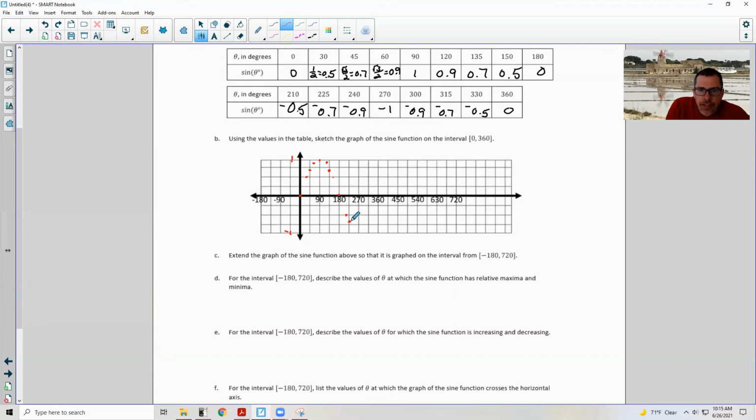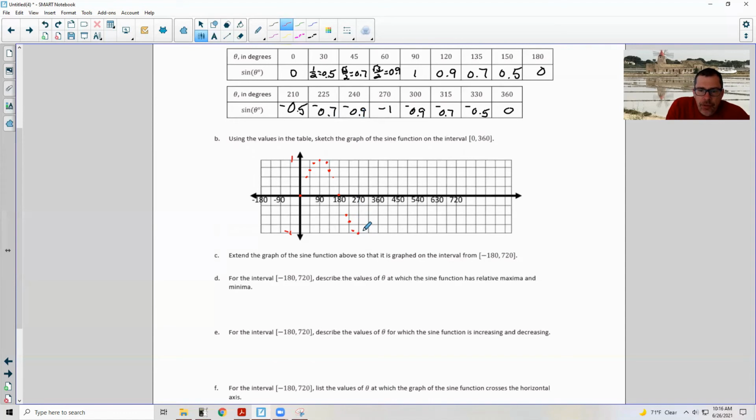Negative 0.9 is at 240. We went from 225 to 240. That's 15 degrees. That's a 1/3 of the way. And we're at 0.9. And then at 270, we're at 0, or negative 1. Hello, negative 1.